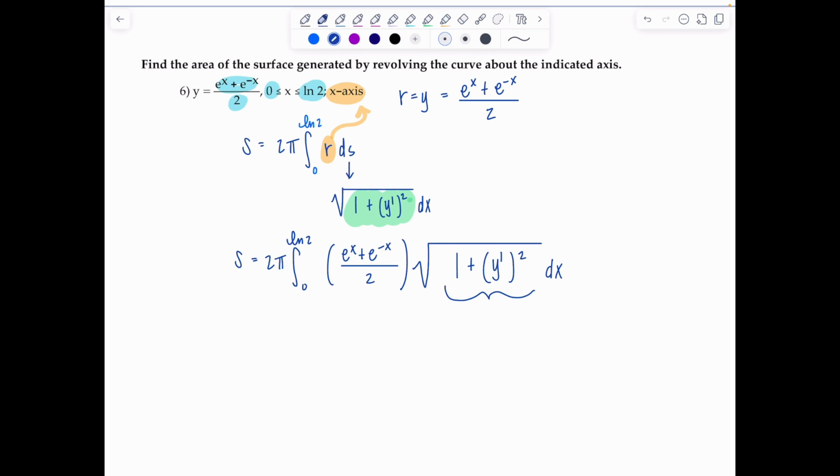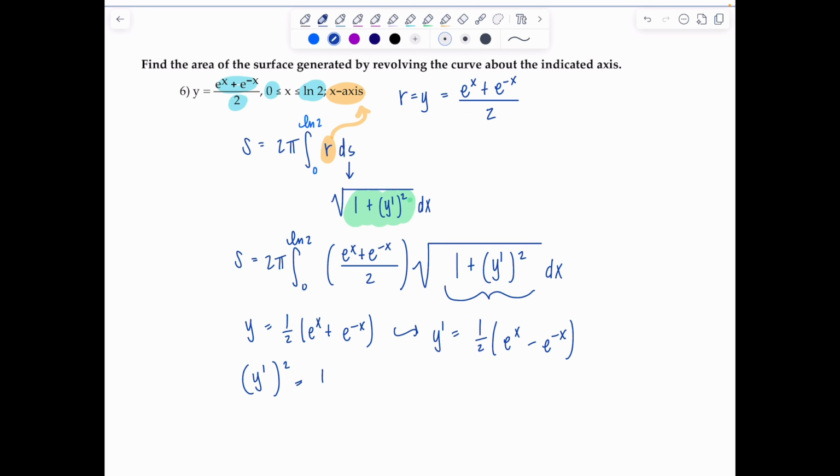Okay, let me rewrite y though, because we're going to have to take its derivative. Y is 1/2 e to the x plus e to the negative x, right? So y prime, leave the 1/2 there. It'll be e to the x minus e to the negative x. And then I need to square it. So y prime squared. You have to square the whole thing.